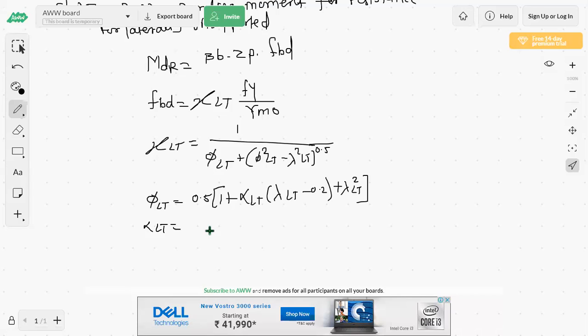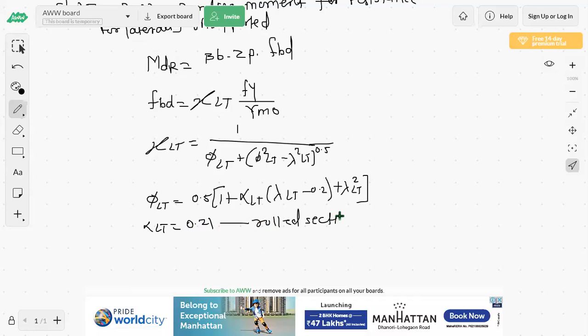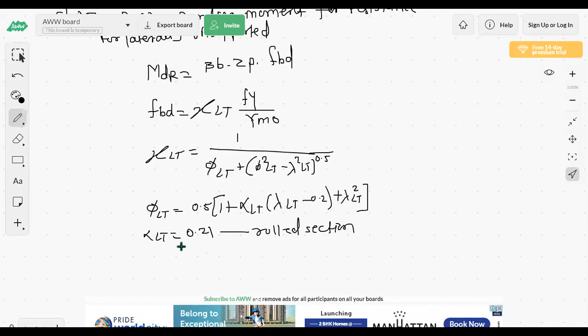How much is the value of alpha LT? For a rolled section it is 0.21, correct? 0.21 for a rolled section and 0.49 for a welded section.